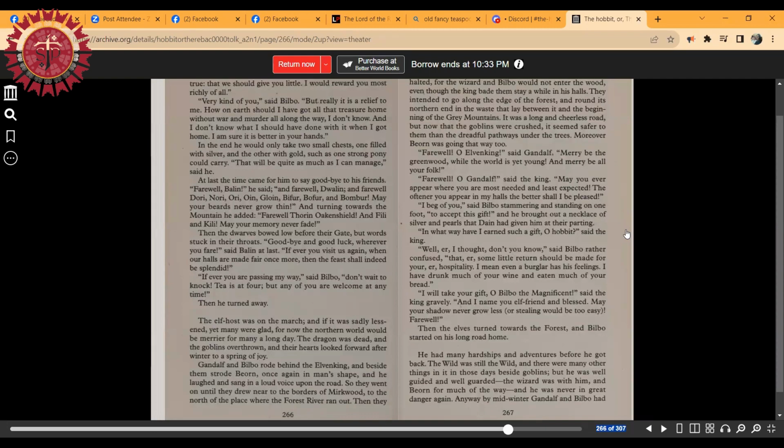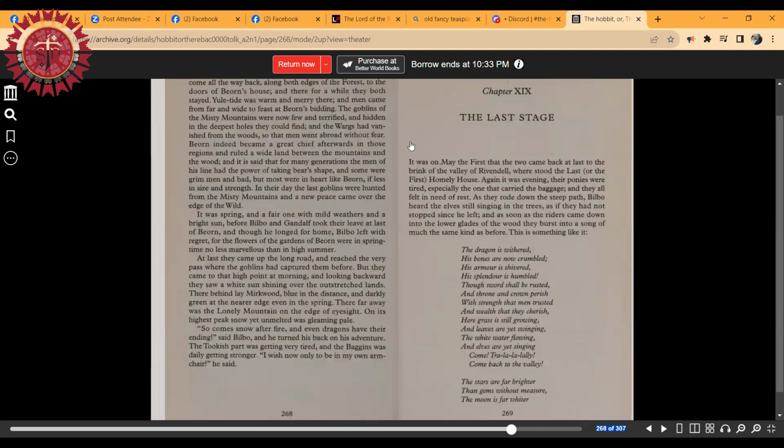The wild was still the wild, and there were many other things in it in those days, besides goblins. But he was well guided and well guarded. The wizard was with him, and Beorn for much of the way, and he was never in great danger again. Anyway, by midwinter, Gandalf and Bilbo had come all the way back along both edges of the forest to the doors of Beorn's house, and there for a while they both stayed.